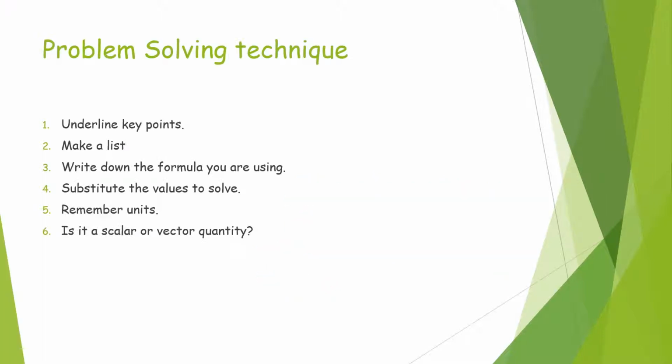We're going to use a standard problem solving technique where we underline key points, we make a list of our variables, we write down the formula you're using. You can get that from the data sheet. We substitute the values to solve, remember units, and we always ask ourselves if it's a scalar or a vector, because if it's a vector it needs a direction.